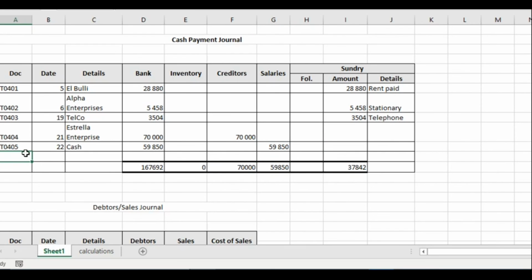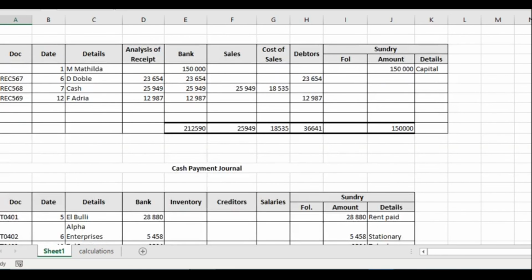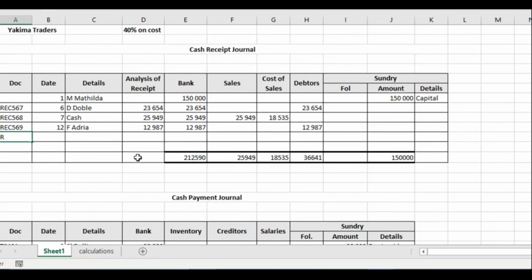Then as we move on to day 29, so we have Double. Settle this account in full. The amount was deposited directly in Yakima's bank account. Issued receipt number REC 570. So here we've got our cash receipt journal, guys. Let me make sure you see that. REC 570 as our document number, and this is day 29.